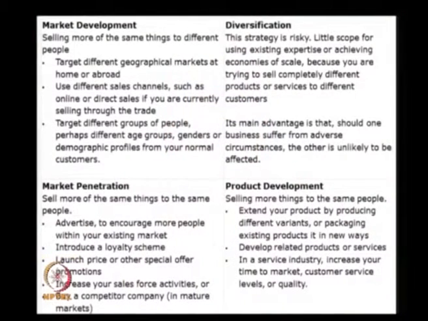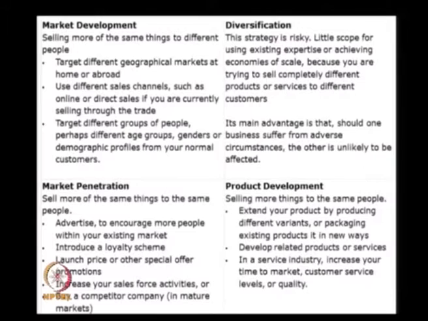Just a quick snapshot. Market penetration, as I said before, is selling more of the same product to the same market, and this you could either do by advertising aggressively to encourage more people within the existing market to buy more of your products, increase promotional activities like loyalty schemes, or very simply you can also buy a competitor company, assuming that the industry becomes matured over a period of time.